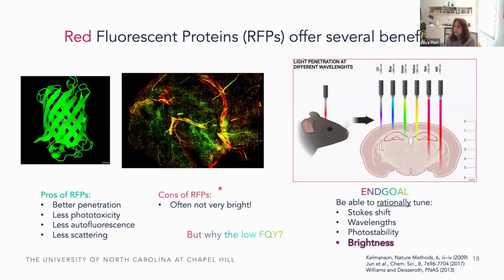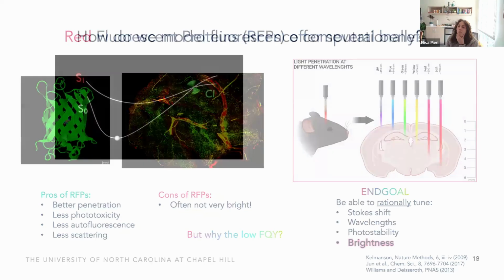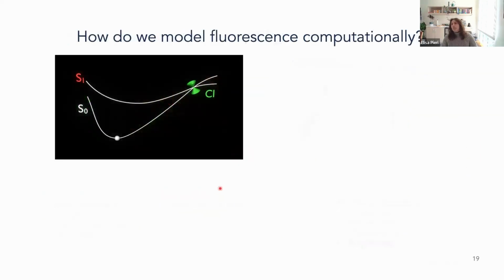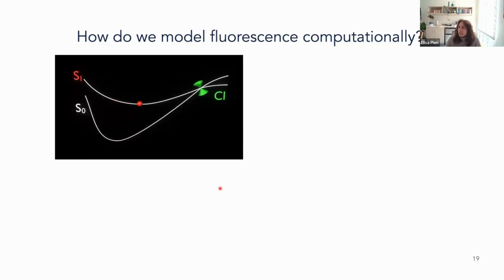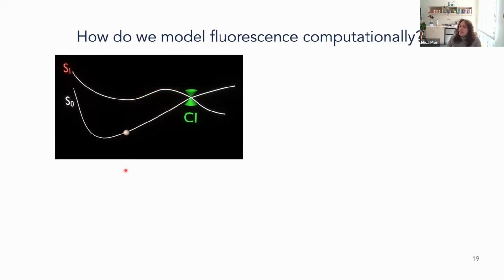So first of all, we need to understand why some of them have such a low fluorescent quantum yield. How do we model fluorescence in a computational framework? Well, if a molecule is fluorescent, it means that there is an excited state minimum at some point. So the molecule gets trapped there for long enough that the only option it has is to emit a photon to go back. So it could either be that the conical intersection is higher in energy than the minimum, or maybe it doesn't need to be higher, but there is a barrier to get there.